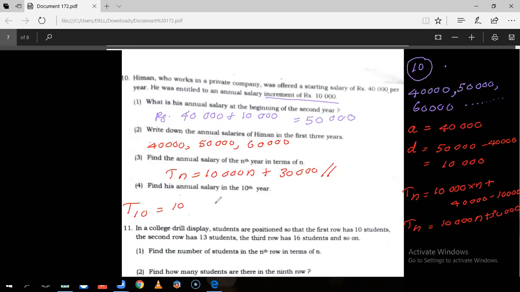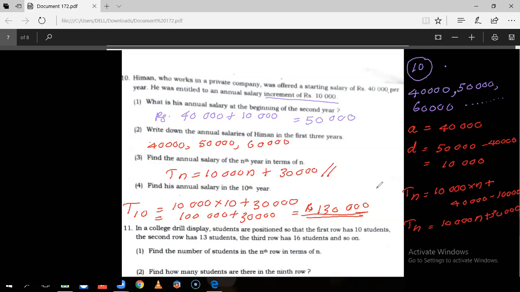10,000 into 10, 100,000 plus 30,000. After 10 years, the annual salary is 130,000 rupees.